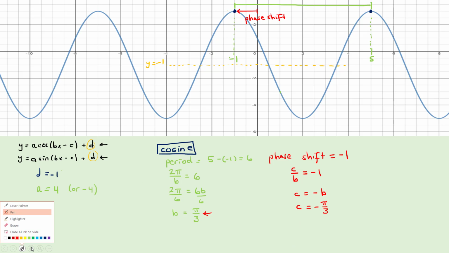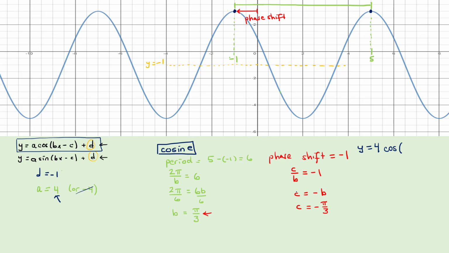Now we can take these four numbers and plug them into this cosine equation. We get y equals, and we know a is 4 because we didn't think about flipping, so a is 4, and then cosine, where b is pi over 3. Then x minus c is x minus negative pi over 3, so minus a negative means plus pi over 3. And then plus d means to subtract 1. So here is our equation.